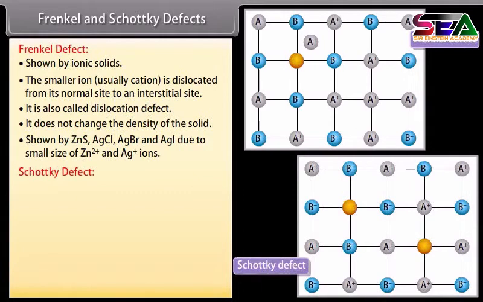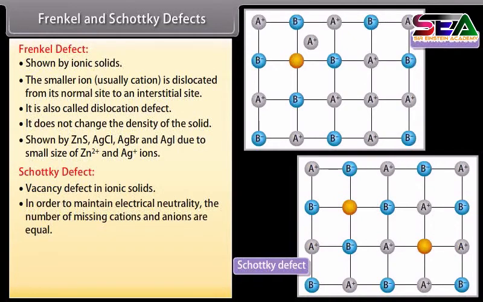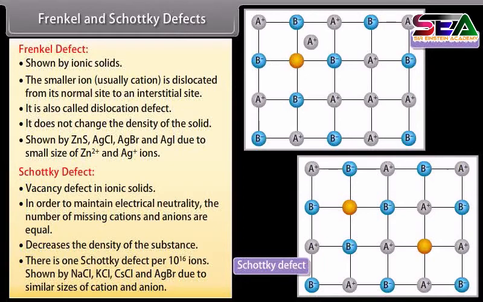Schottky defect, a vacancy defect in ionic solids. In order to maintain electrical neutrality, the numbers of missing cations and anions are equal. It decreases the density of the substance. There is one Schottky defect per 10¹⁶ ions. It is shown by NaCl, KCl, CsCl, and AgBr due to the similar sizes of cation and anion.